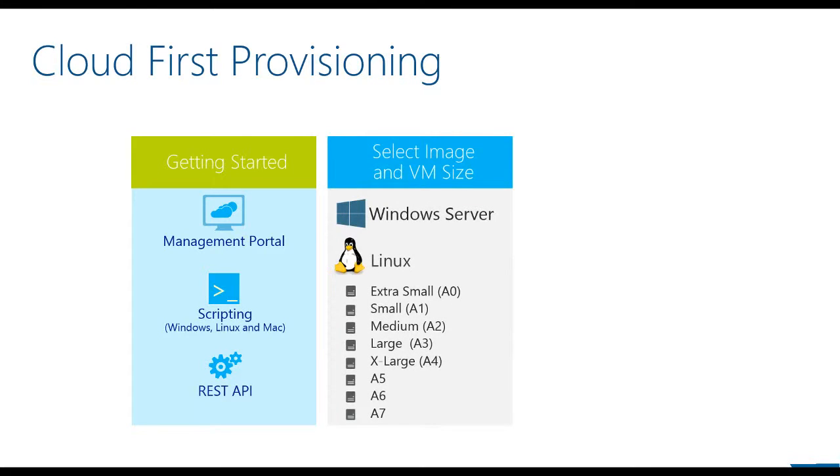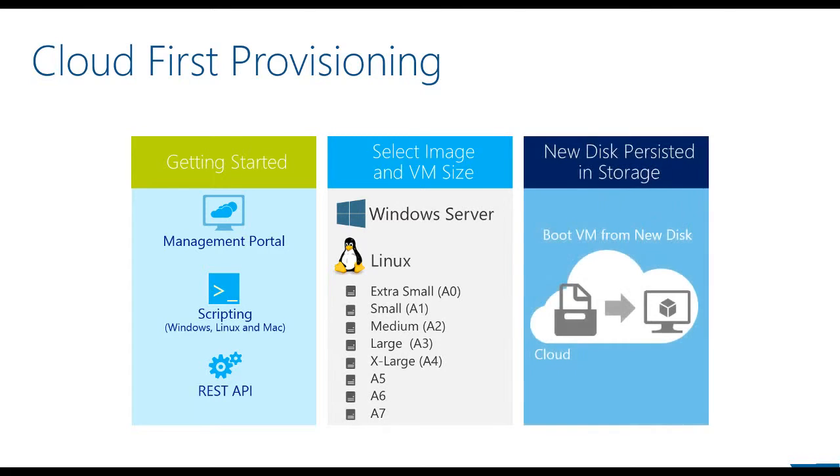So Windows Server, Linux. Once you pick the OS image, you choose the right image or the virtual machine size, starting from extra small all the way through A7, and I'll show you a table of what each of those instances actually looks like soon. And once you've chosen the image, the VM size, and the entry point, what will happen is a copy of that virtual machine image will be made and stored in your Windows Azure storage account as a new disk, which is just a writable VHD, and your virtual machine will actually boot from that disk just like you would running locally with Hyper-V.